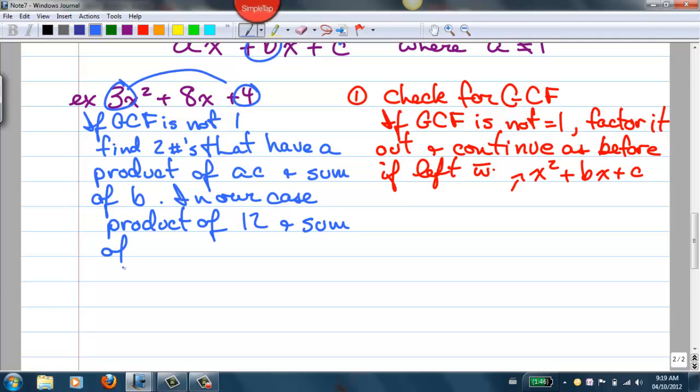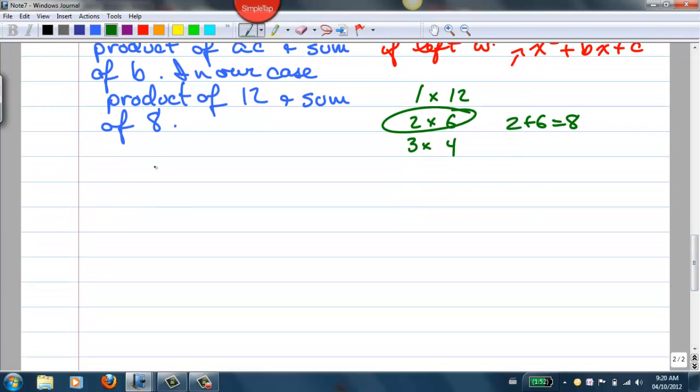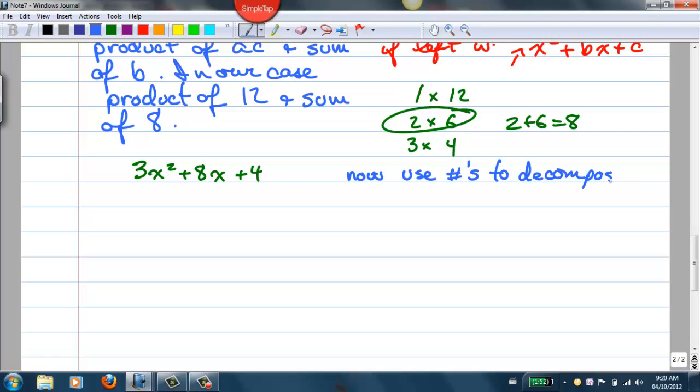We find those numbers, 6 and 2, and we use them to break up the middle term. So we get 3x squared plus 2x plus 6x plus 4. So I just rewrote that first trinomial there, and then we're breaking up that middle term with the 2 and the 6 to get 3x squared plus 2x plus 6x plus 4.